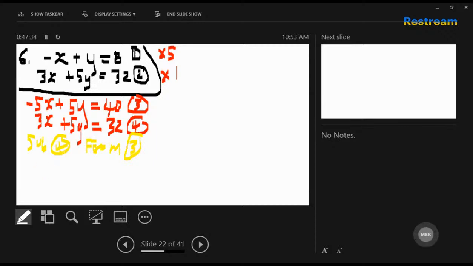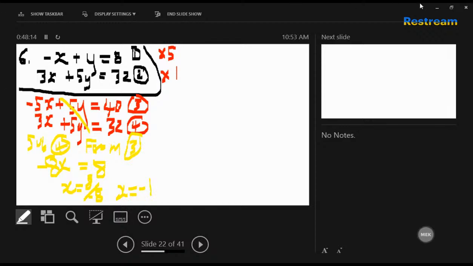So if I'm taking equation 4 from equation 3, it will be negative 5x minus 3x. So that's going to give me negative 8x. And I know that the 5y minus 5y eliminates the y, which was my objective from day 1. And 40 minus 32 gives 8. So if negative 8x is 8, then x would be 8 divided by negative 8. So x is -1.